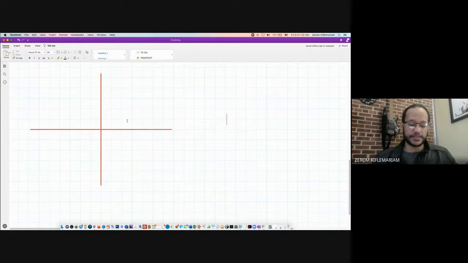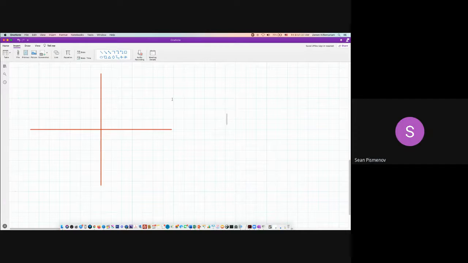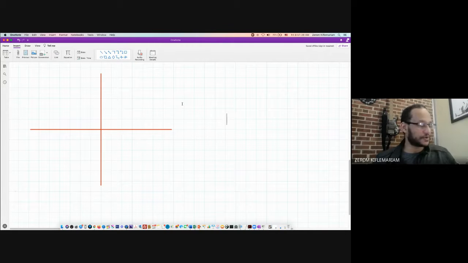Can you guys see the grids? Nope. The grids, it's not visible? It's visible. Oh, you say yes or no? Yes, it's visible. Gotcha, thank you.